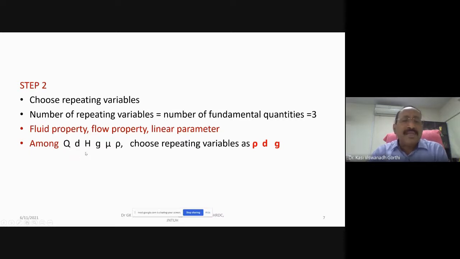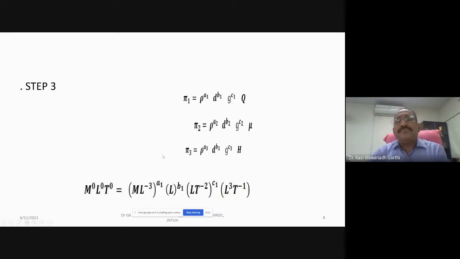Q is left, H is left, mu is left. So Q, mu, H multiply with one of the remaining variables. So this is how the pi terms are formulated. What is the next step now?